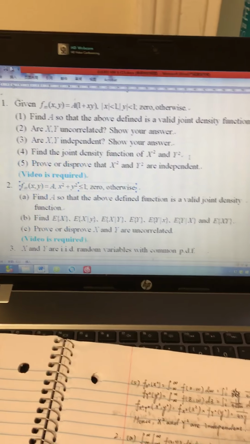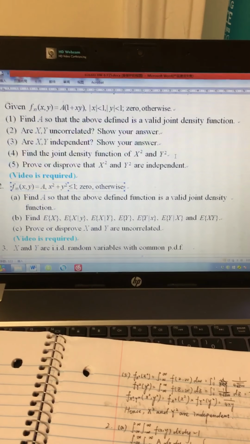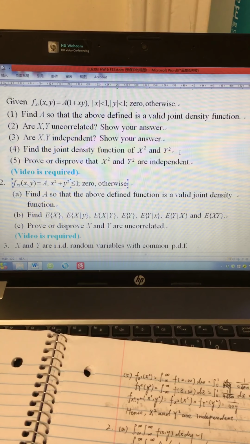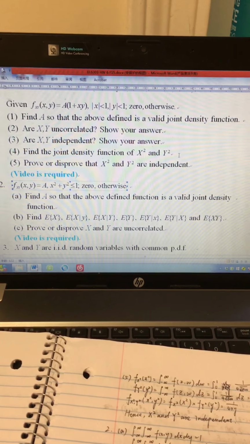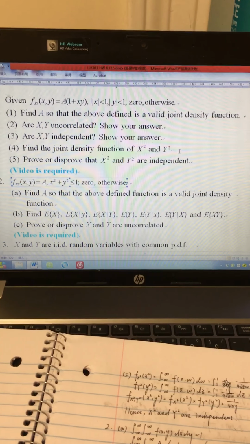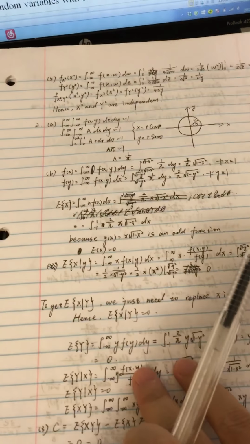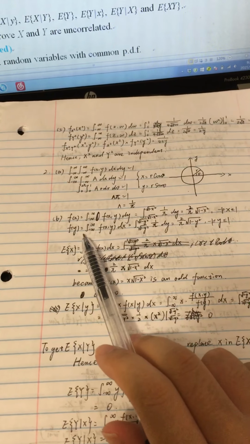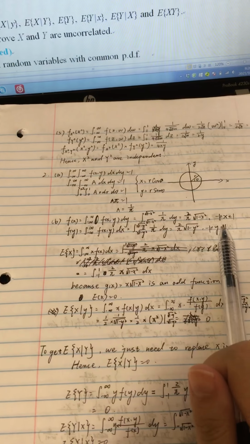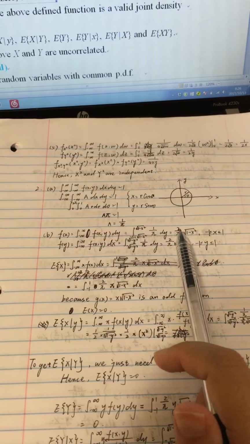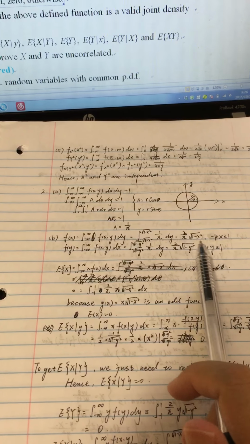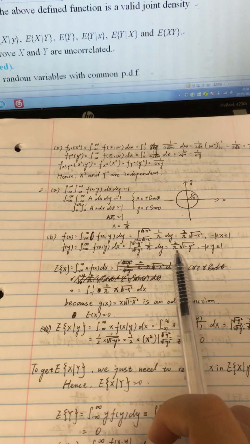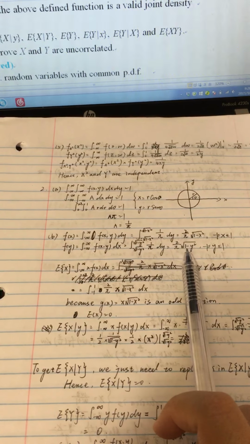The second question: find E[X given Y], E[X given capital Y], E[Y given X], E[Y given capital X], and E[XY]. First, let's calculate f_X and f_Y. It's very easy to calculate. The final value is f_X equals 2 over pi times square root of 1 minus x squared, and f_Y is 2 over pi times square root of 1 minus y squared.